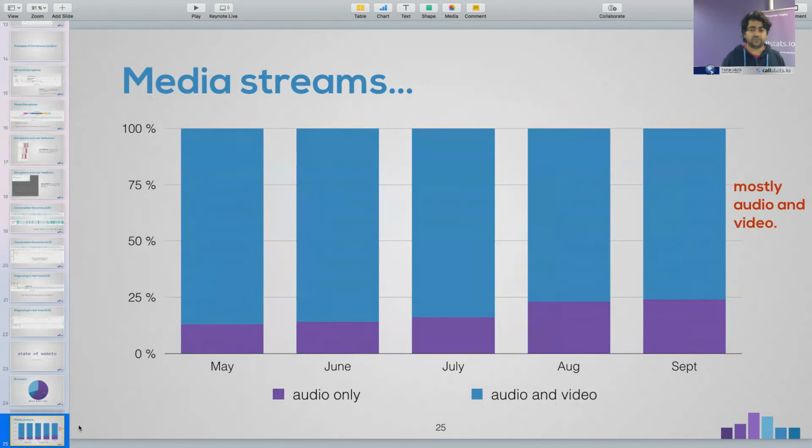Media streams, quite a lot of it is audio and video. About 20–30% is just audio. So still a bias towards collaboration apps.